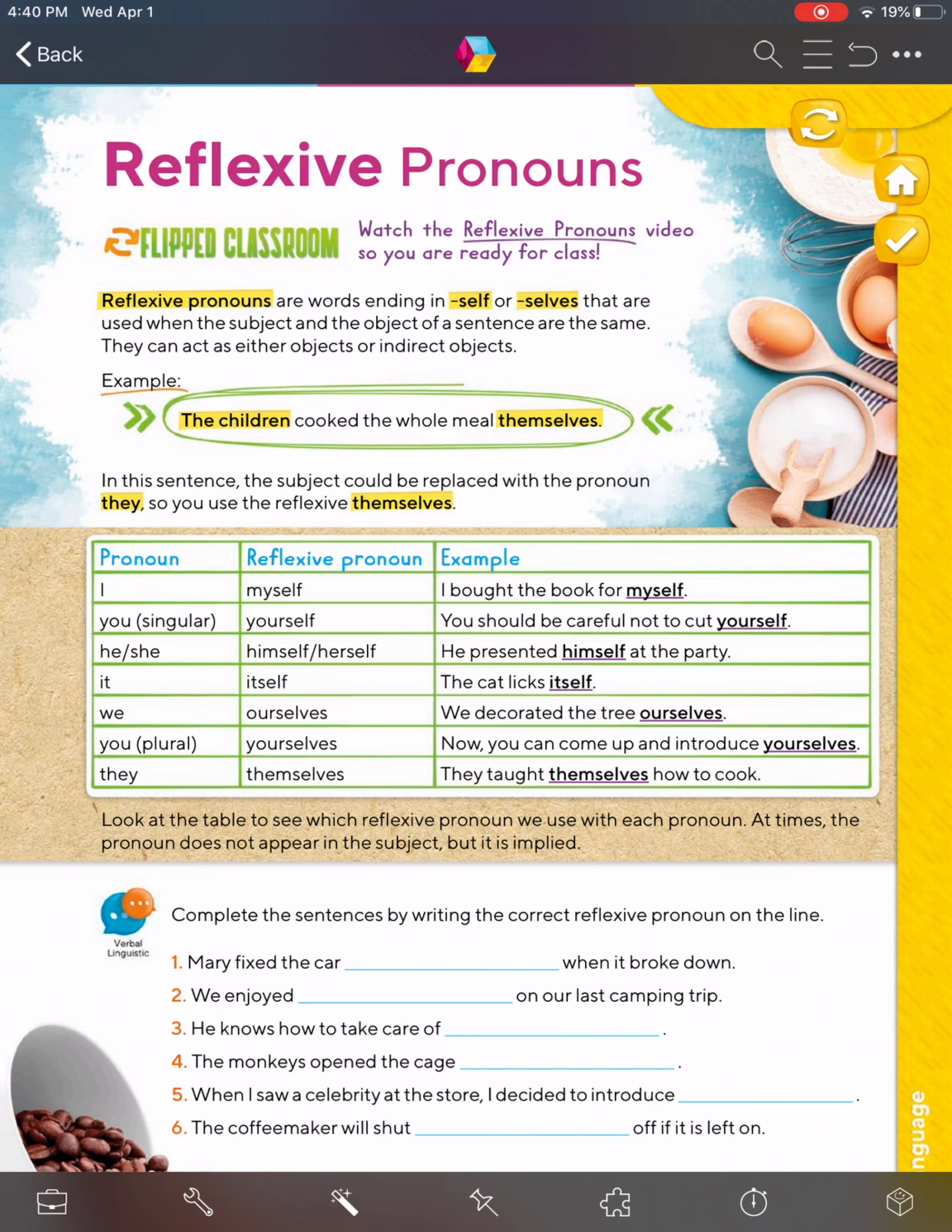On the chart that you can see, we have subject pronouns. These are the basic pronouns your English teachers ask you to learn, right? Such as I, you, he, she, it, we, you, and they.